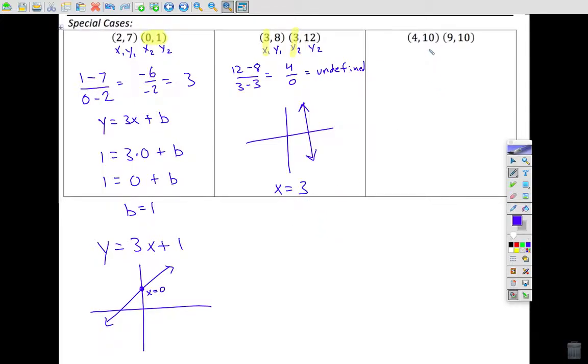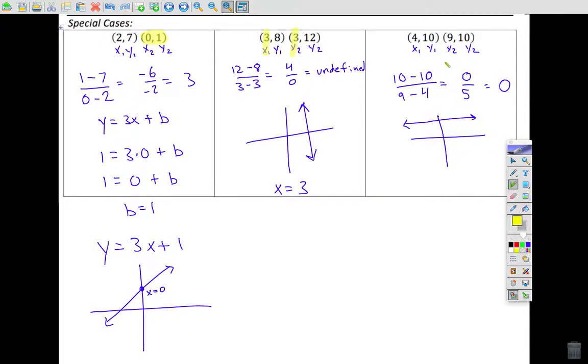Okay. The last one, y2 minus y1, x2 minus x1. You end up with 0 over 5. Well, 0 divided by anything is just 0. So we actually have a 0 slope line here, which in terms of the graph looks like this. It's straight horizontal. It will cross the y-axis. It's a 0 slope, so it's not going to slope upwards or downwards. It's just going to be a flat horizontal line.